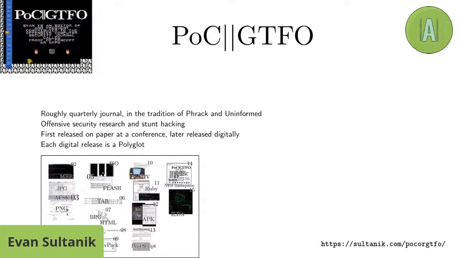We always release on paper first at a conference, when conferences, of course, are held in person. And then shortly thereafter, we release a digital version, and the digital version is always a polyglot of some sort. It's a PDF, always typically a zip, and something else. Ruby scripts, Flash, tarballs, JPEGs, all sorts of things that you wouldn't expect to be able to be a valid PDF at the same time that they are.